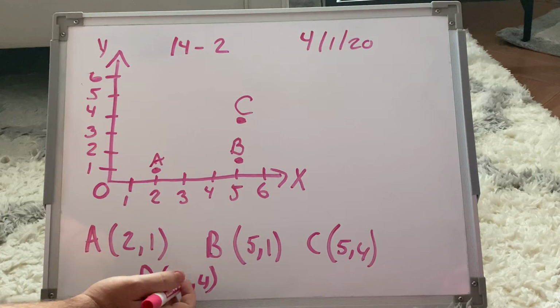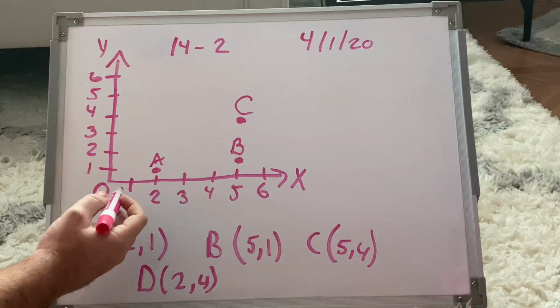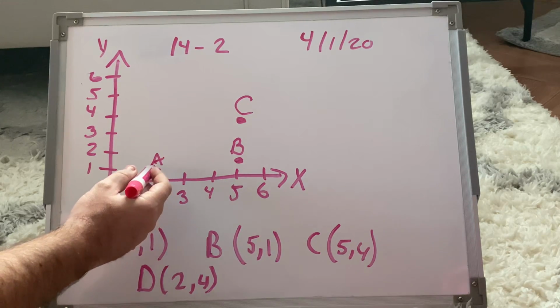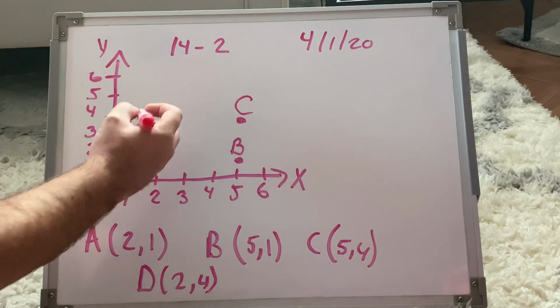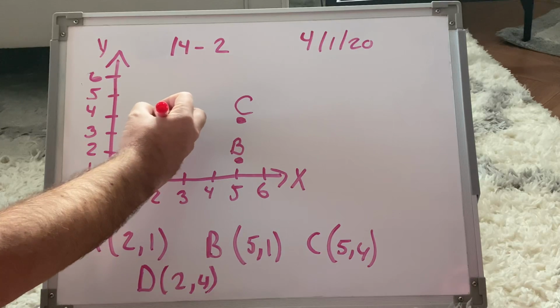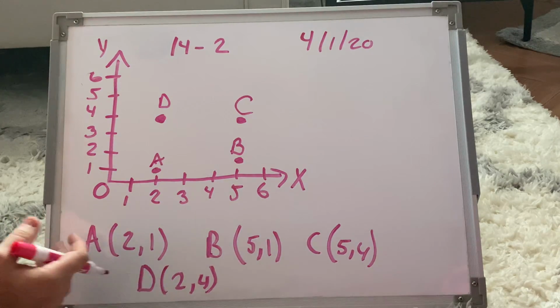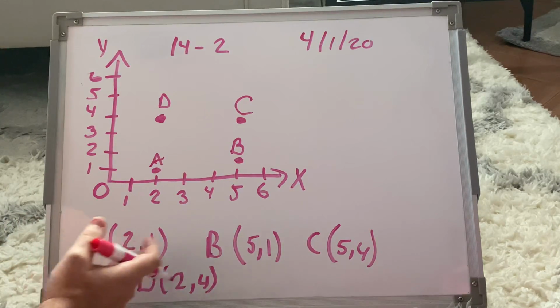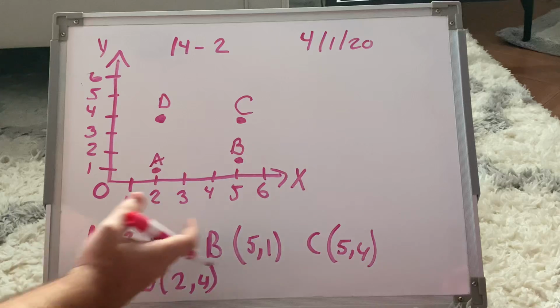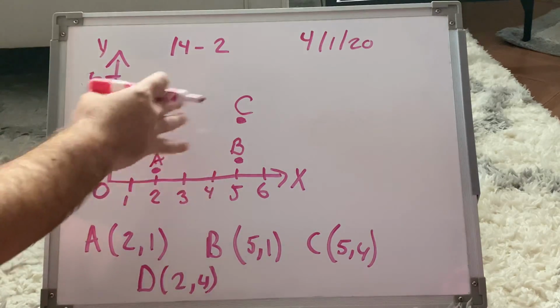And let's do D. We save that one for last. We're gonna go over 2 and then up 4. 1, 2, 3, 4. And this is where D would be. Okay? So if you were given a problem like this and they asked you to plot these ordered pairs, this is exactly how you would do it.